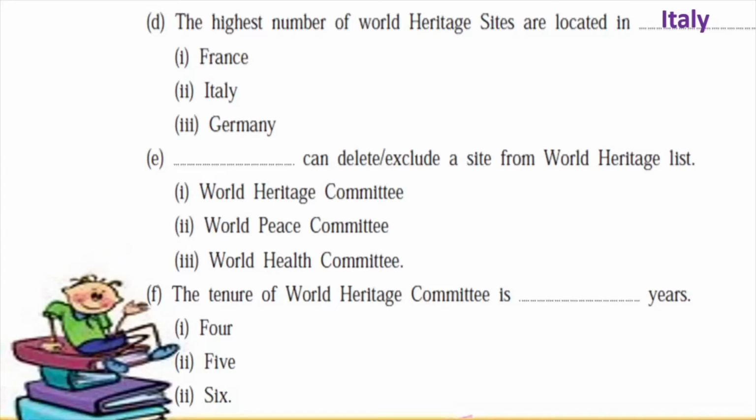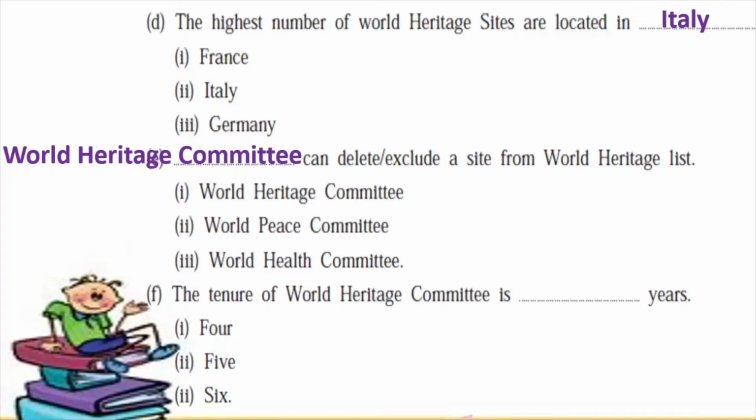Okay, come on, look at the next one and see whether you know the answer. Dash can delete, exclude a site from the World Heritage list. So who can do it? Is it the World Heritage Committee? The World Peace Committee or the World Health Committee? It is a very obvious answer. It is the World Heritage Committee. The World Peace Committee and Health Committee have got nothing to do with the heritage.